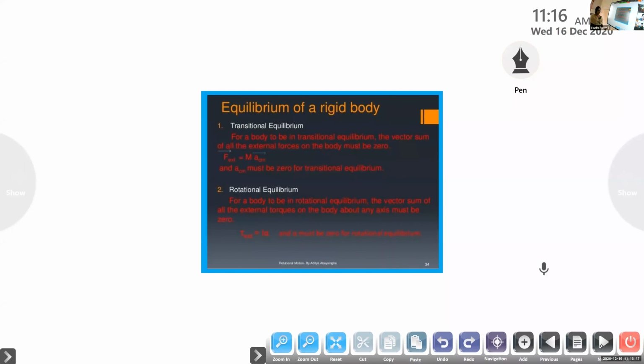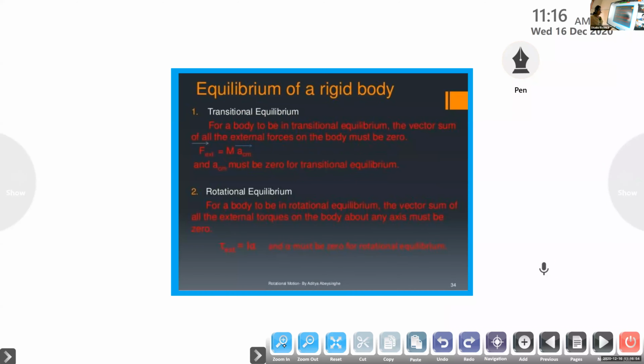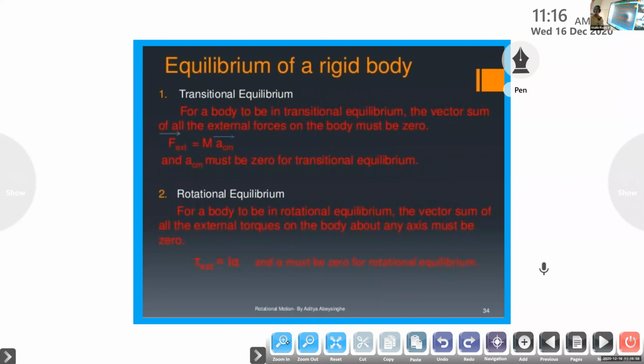Next term we are going to learn is equilibrium of a rigid body. This is all related to kinematics. Next heading, equilibrium of a rigid body. We already learned in linear motion of equilibrium. That is, when an object is moving against the gravity, equilibrium is attained when gravitational force is acting downward while normal reaction force is acting upward. Similarly, a rigid body will have equilibrium.